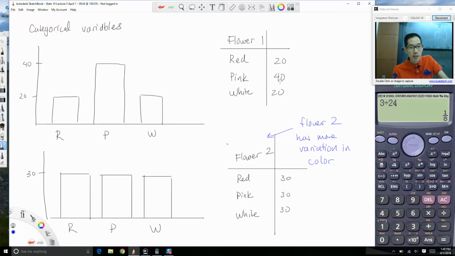The same type of thinking applies to categorical variables, where if you have red, pink, and white equally represented, this has the most variation, whereas a situation where you have far more pink flowers than red or white has less variation, okay? This concept of variation and spread will be different when we look at numeric variables, and we'll talk about that on Monday. But as far as displaying numeric or categorical data, this is what we have, okay?